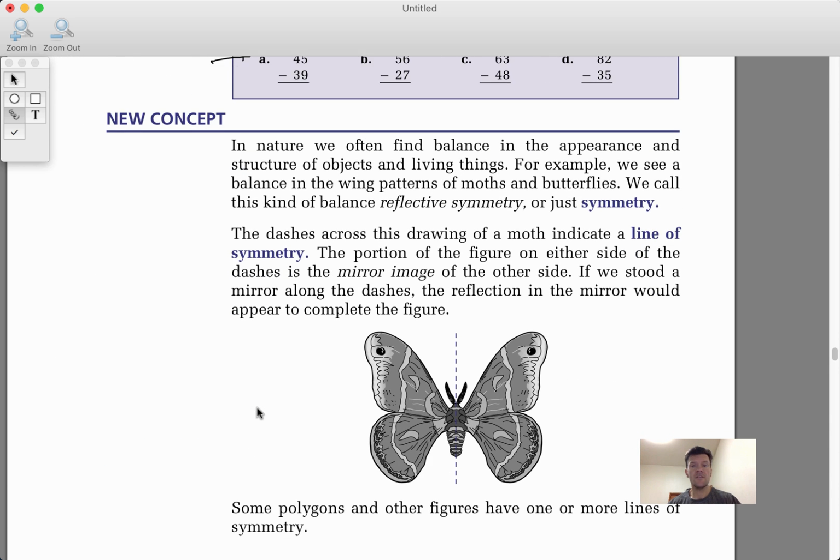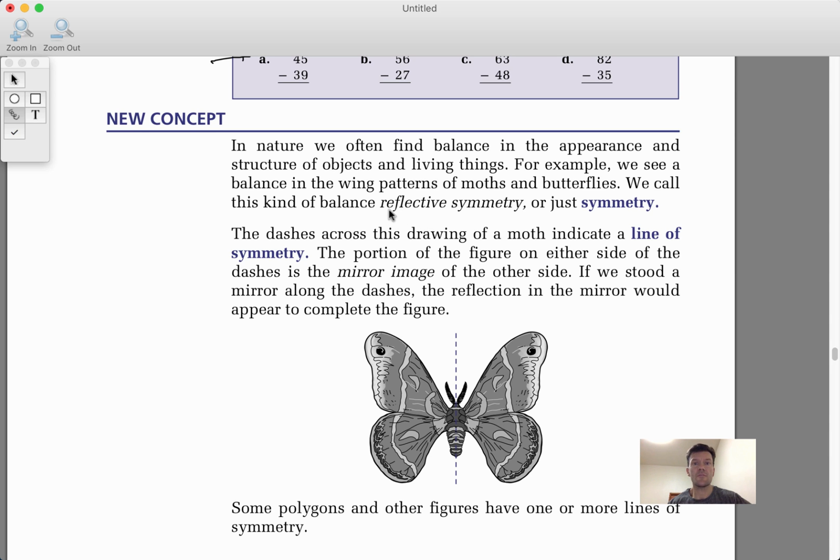All right, in the new concept here, we're going to talk about the idea of symmetry. So symmetry is the concept that there are two equal halves. So an object, if you divide it straight down the middle, is going to have a right and a left side that, if you pair them together, match up perfectly.